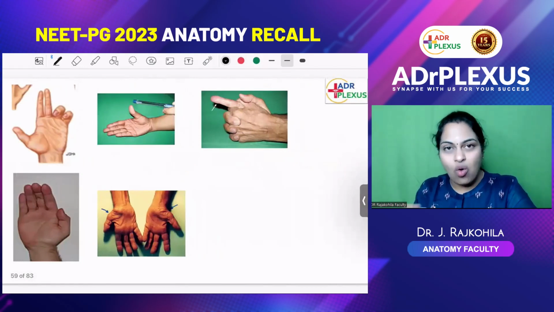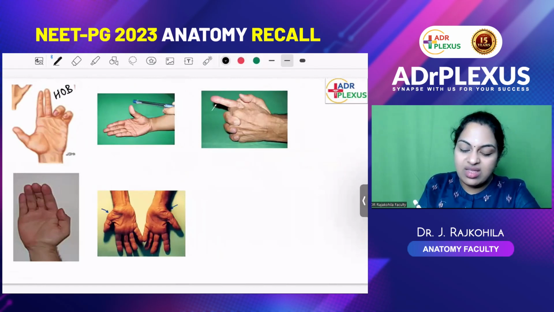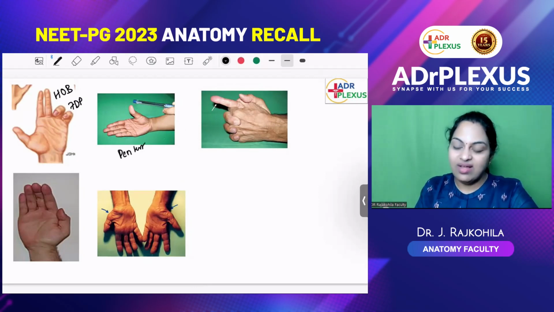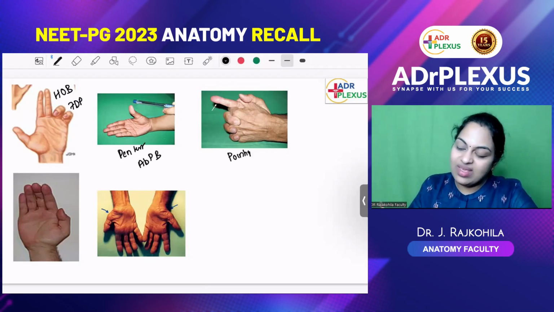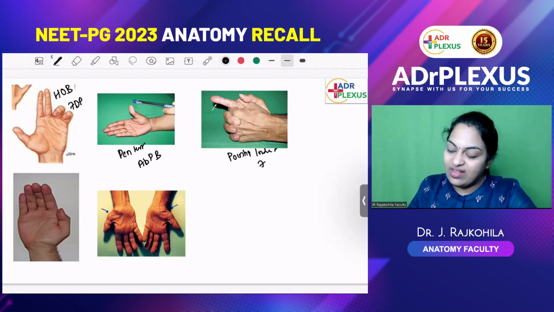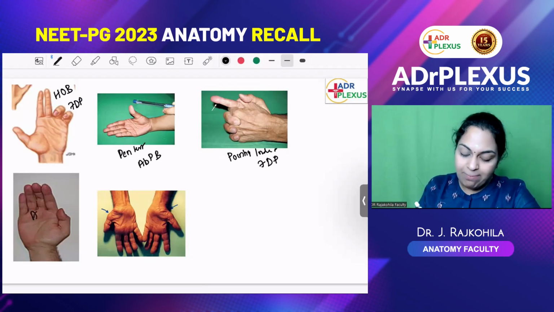And remember, we went through all this. So this is the hand of benediction, due to injury to the flexor digitorum profundus tendon. And this is the pen test for the median nerve to test which muscle, abductor pollicis brevis. Again, this is the pointing index, where you're not able to flex the distal phalanx of the index finger due to injury to flexor digitorum profundus. Ape thumb due to paralysis of opponens pollicis muscle.